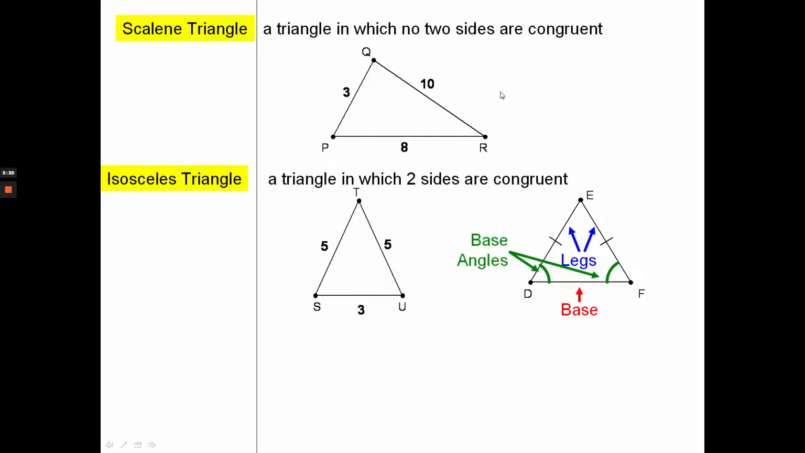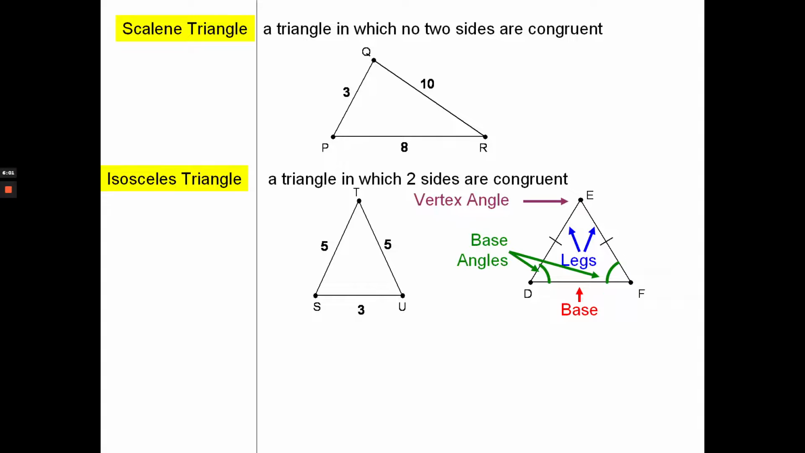Okay, base angles. The base angles are formed by the base and one leg. The base and one leg. So angle D and angle F are base angles. Over here in our first triangle, we want the base and a leg. So angle S would be a base angle. A base and a leg, angle U would be a base angle.